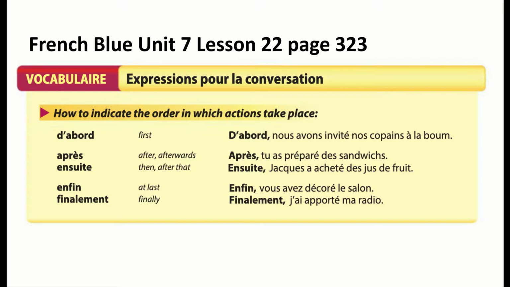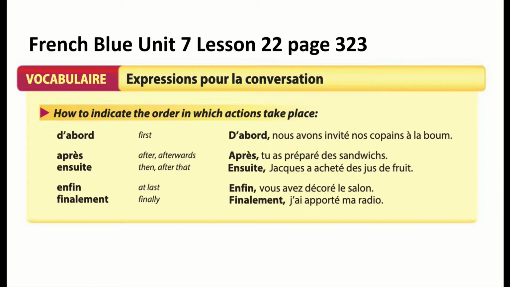Another bit of vocab that I wanted to draw your attention to, which is actually from the last chapter, and I've kind of tried to slip these in the past, but these are very helpful expressions. They say for conversation, mais c'est pour la conversation, pour écrire, pour communiquer, pour indiquer l'ordre des événements. Okay, so these are very helpful expressions to indicate the order of events.